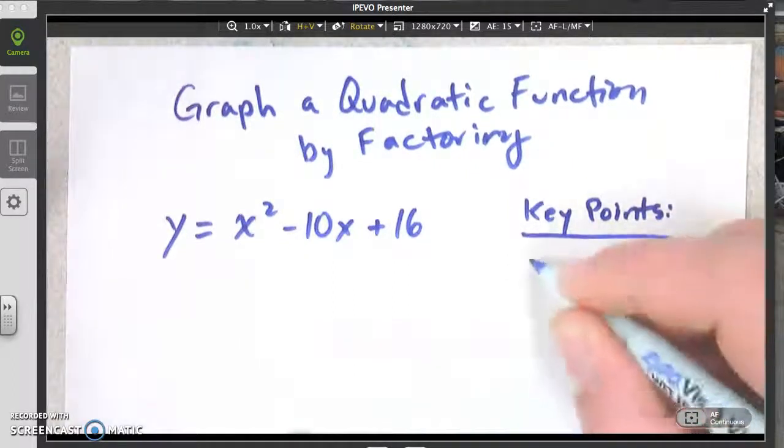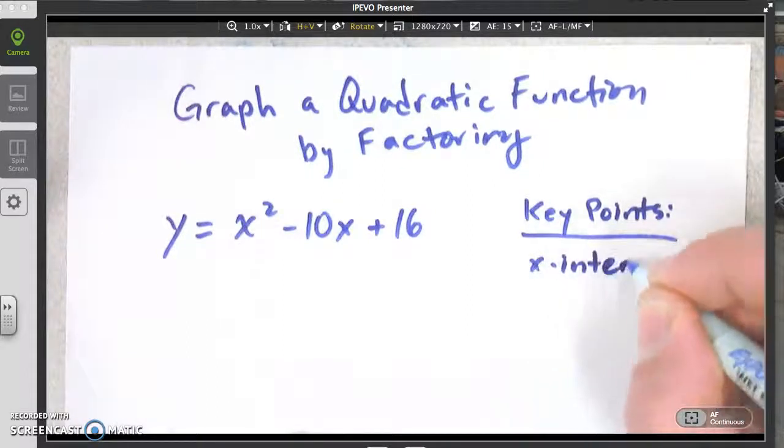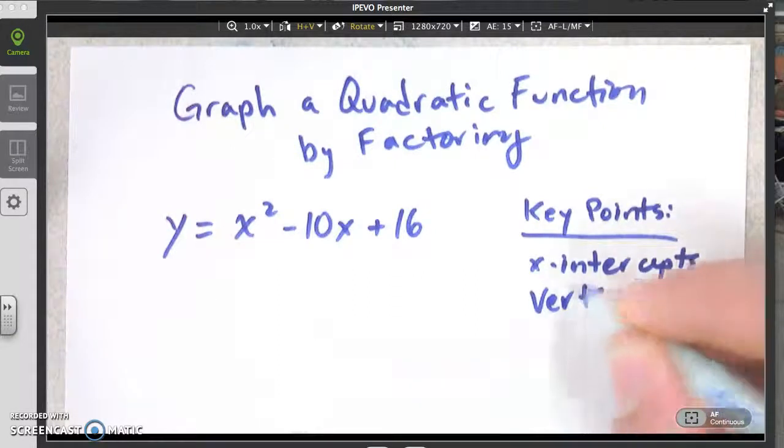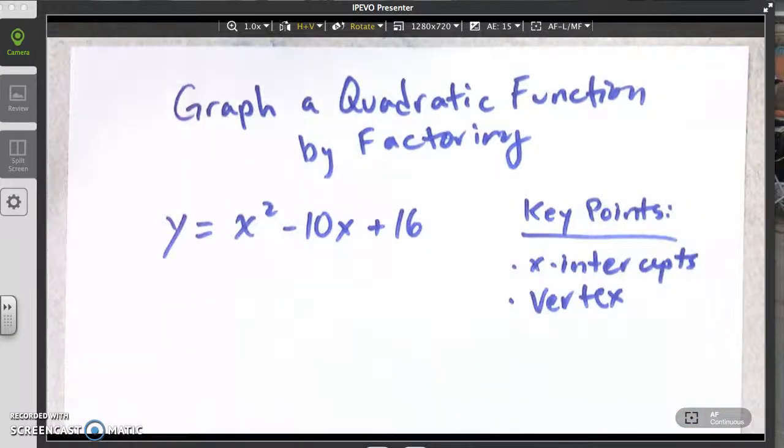The key points are the x-intercepts and the vertex. If we could find both those, we got most of the key information you'd ever really need for a parabola. Anything else can be got from the table values or by using a graphing utility.